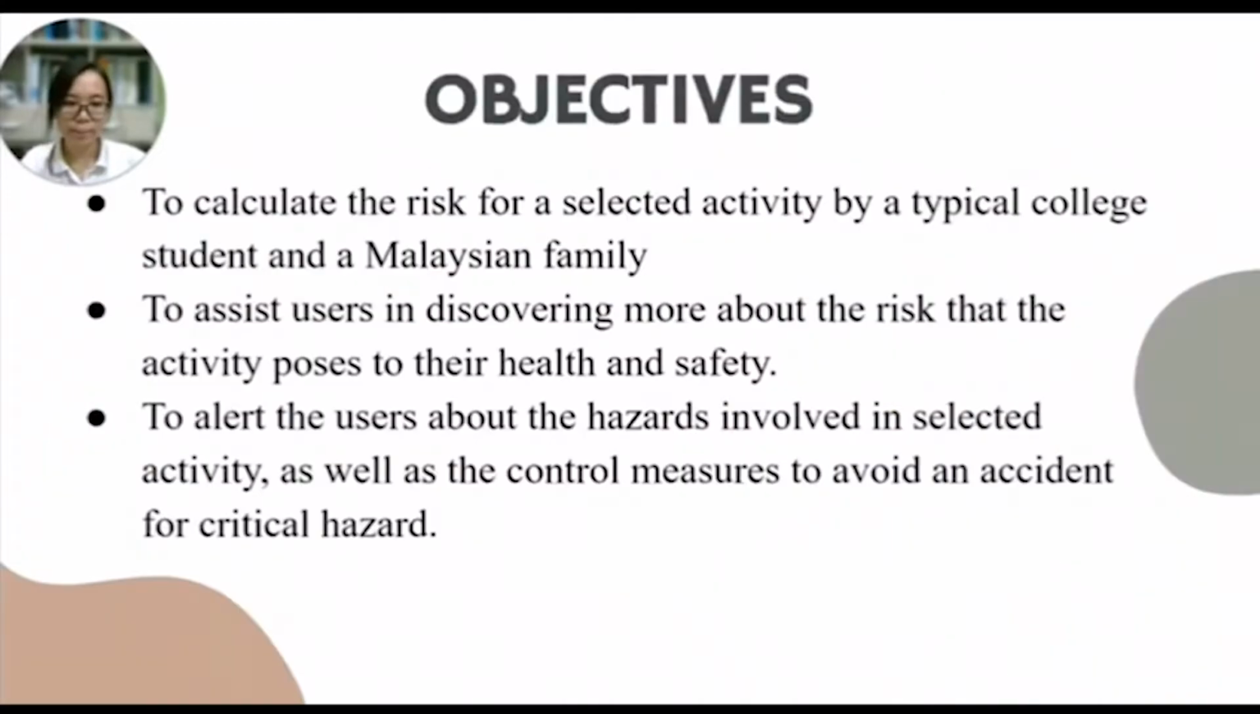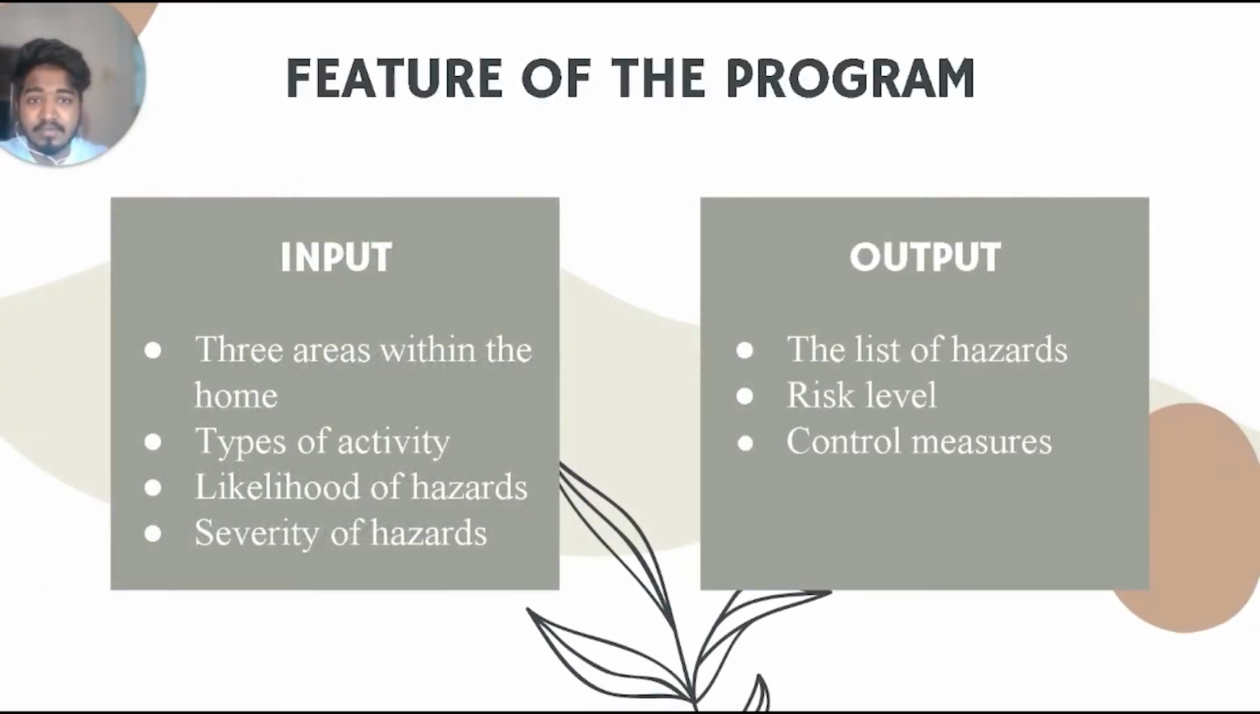MATLAB programming. Objectives: to calculate the risk for a selected activity by a typical college student and a Malaysian family, to assist users in discovering more about the risk that the activity poses to their health and safety, to alert the users about the hazards involved in the selected activity, as well as the control measures to avoid an accident for critical hazard. So I'll be talking about the features of the program.